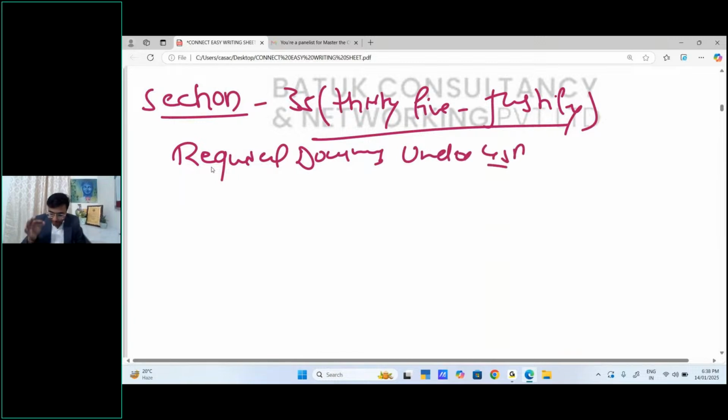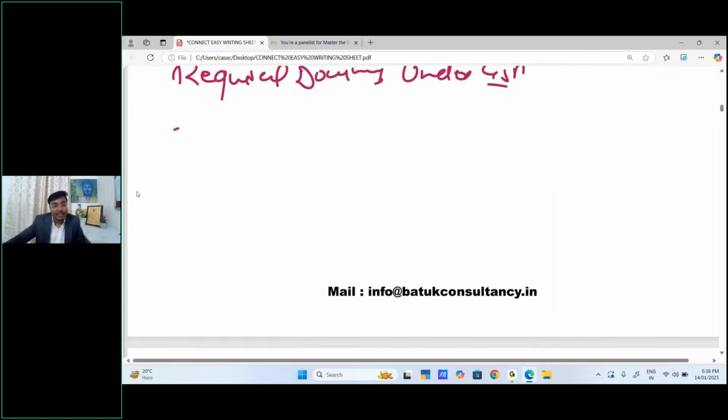Section 35, justify. That means these are the documents which are justified under GST. You need to maintain the income ledger, expenditure ledger, cash book, journal ledger, fixed assets ledger, creditors ledger, and debtors ledger. These are the ledgers which are required to be maintained. So, section 35, justify: these are the justified records which should be maintained under GST.